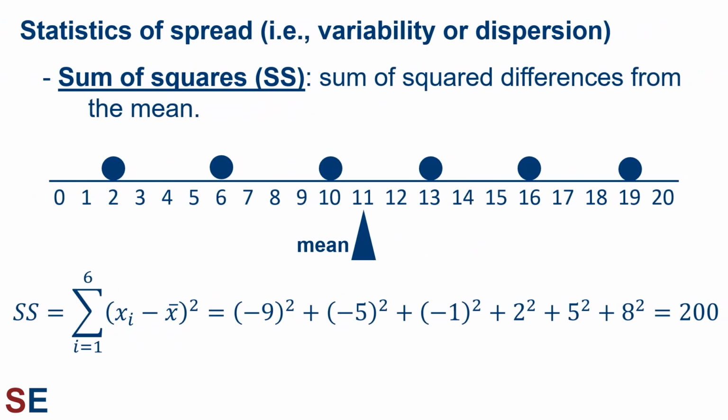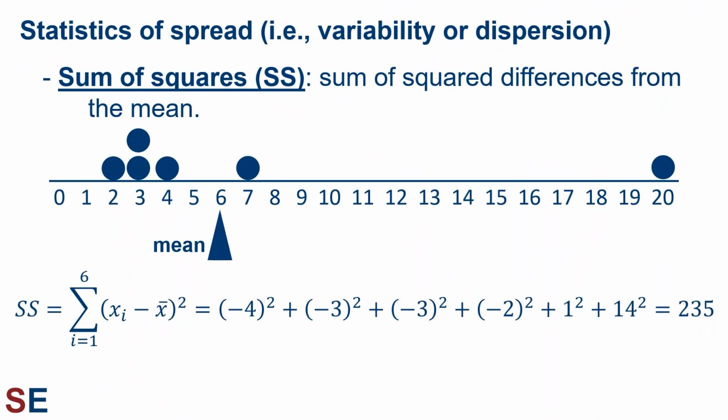Looking at a slightly different data set that has the same mean, but we can see is more spread out, our sum of squares would be the 2 minus 11, which is negative 9 squared, plus the 6 minus 11, which is negative 5 squared, and so on. And we would get a sum of squares of 200, which is much larger than the 60 we got for the previous dataset. Here we can see a dataset where most of the values are much closer together, but one is much larger than the others, and if we calculate the sum of squares, we'll get a 235, which is even more than the one in the previous slide.